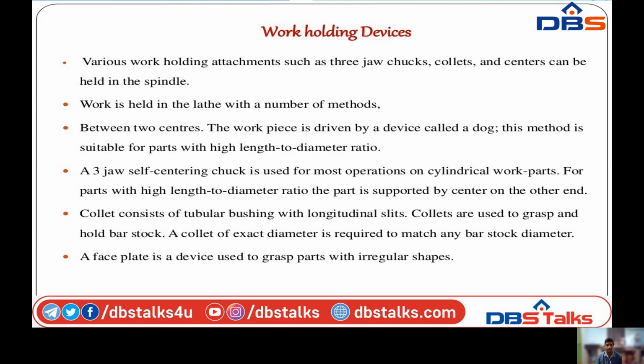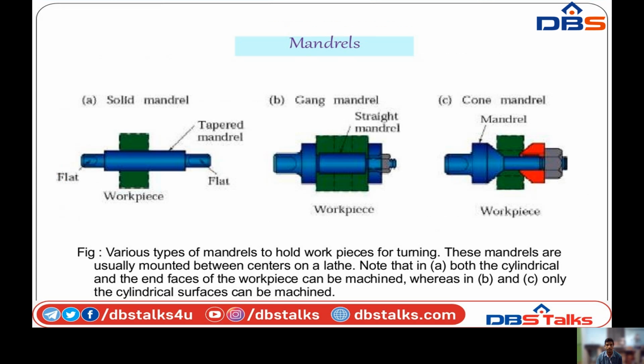Next slide. A face plate is a device used to grasp parts with irregular shapes. A face plate is used to hold irregular shapes, not regular shapes. In that situation, we use a face plate to hold or grasp the workpiece.